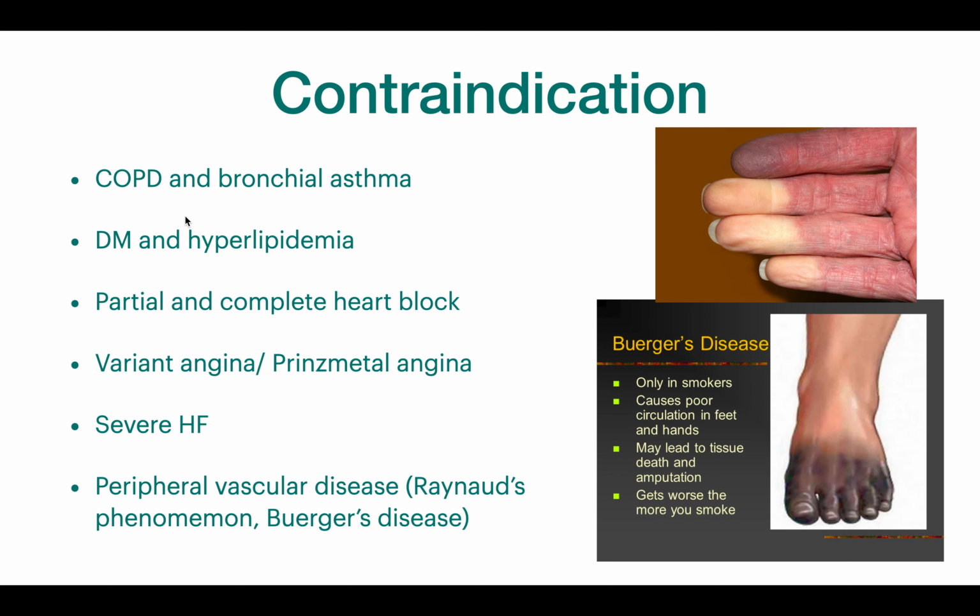Contraindications, once again, in COPD, bronchial asthma, because the beta blockers would increase the constriction of the airways. Diabetes, it decreases insulin secretion. Partial heart blocks, too many beta blockers, too many alpha blockers can cause atrial fibrillation or arrhythmias. Variant angina or Prinzmetal angina, it's spasms of the heart due to faulty conduction.